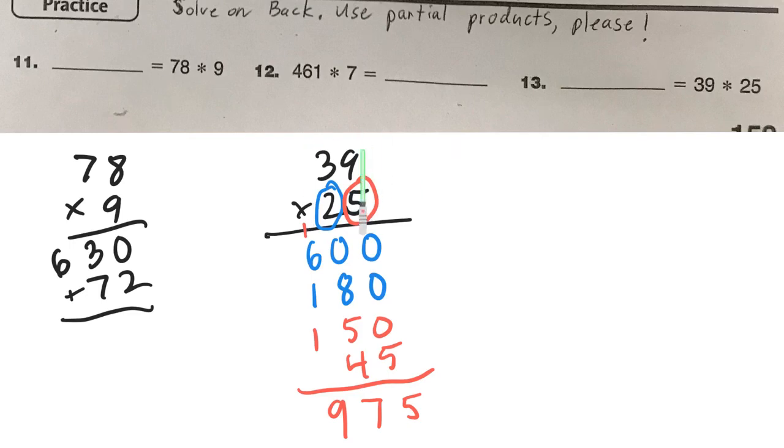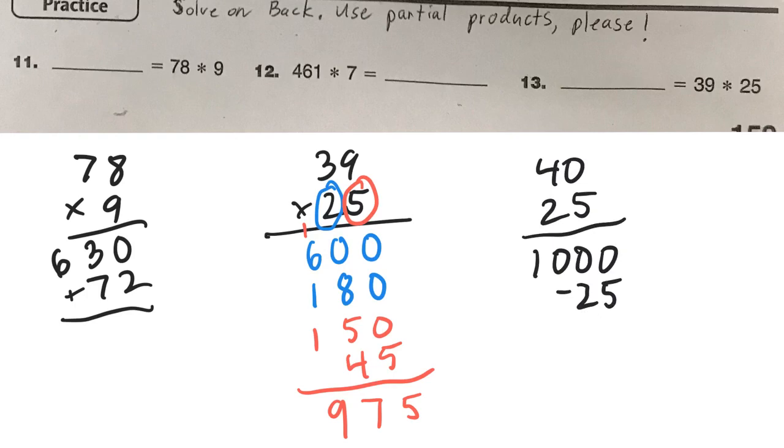The reason I said this is a good one to do in your head, though, is because you're very close to 40 times 25. And if you know that 4 times 25 is 100, you know 40 times 25 is 1,000. Easy. And then you can subtract 25 because 39 is 1 away from 40. And that gives you the same answer. So just a little bit of mental math is good for that one as well.